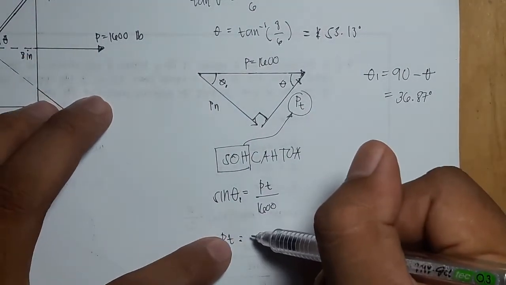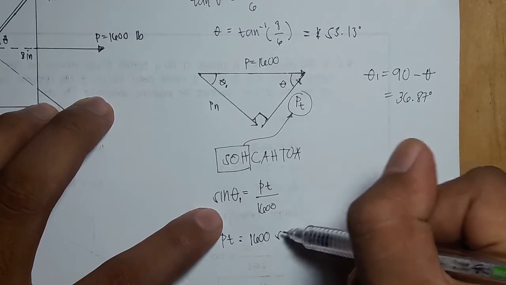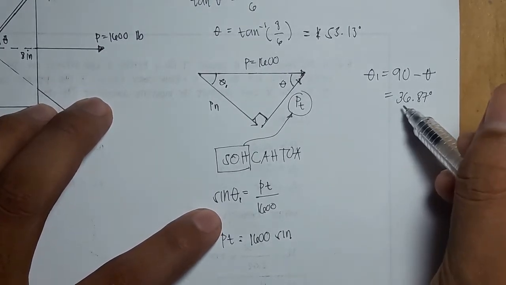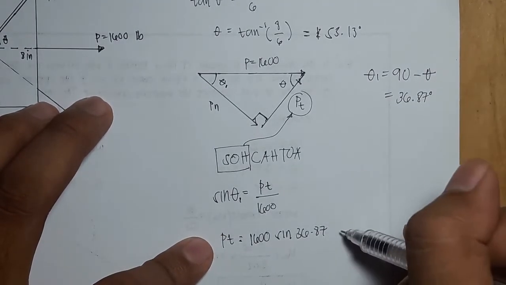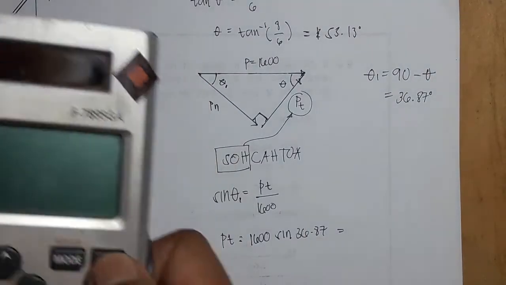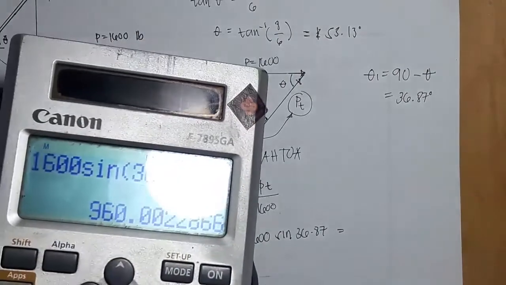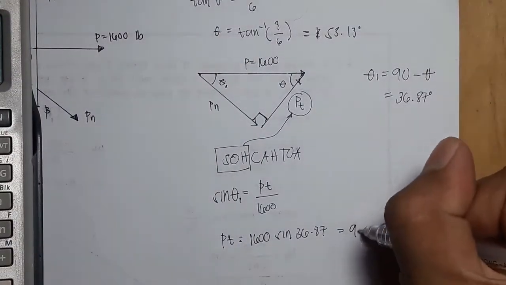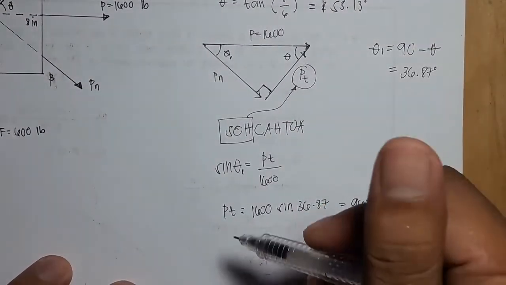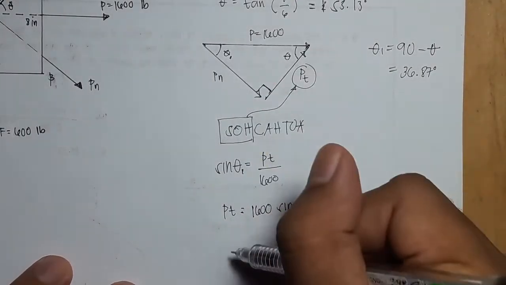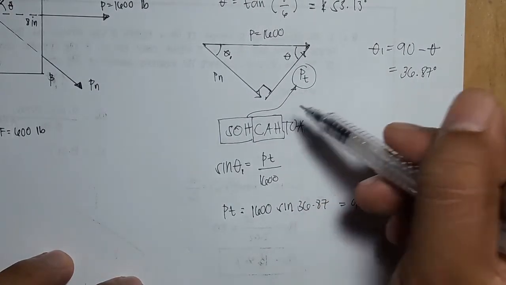So PT is just equal to 1,600 times sine of 36.87, which is 960 pounds. And for PN, it would be the cosine of this.